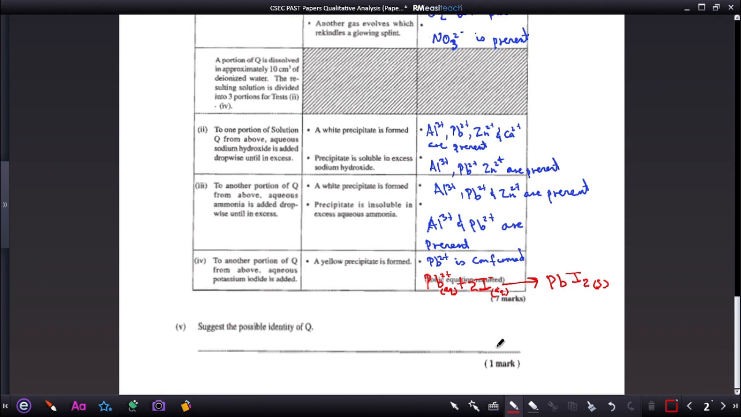Part 5 says, suggest the possible identity of Q. We suspected the nitrate to be present based on the observation there, and we confirm lead down here. So most likely this is lead nitrate. Q would be lead nitrate, Pb(NO3)2, which is lead nitrate.